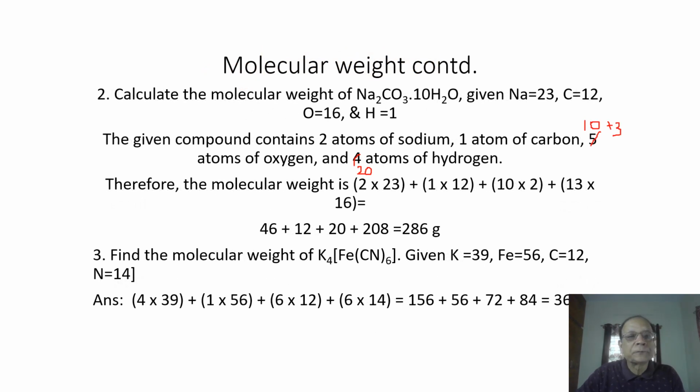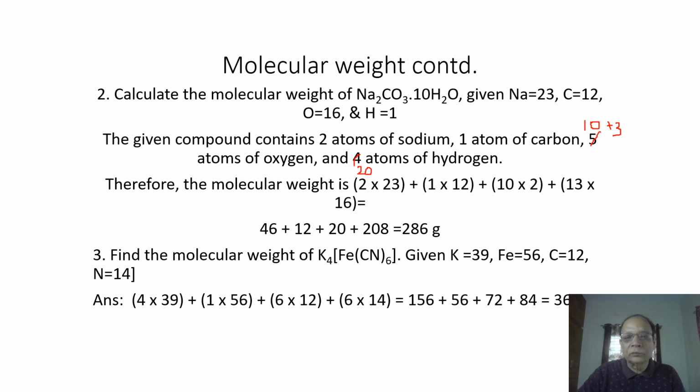Some more examples. Calculate the molecular weight of Na2CO3.10H2O given Na equals 23, C equals 12, O equals 16, and H equals 1. As I said earlier, atomic weights or atomic numbers are given. They need not be learned by rote. You don't have to memorize them. It is given in the question.